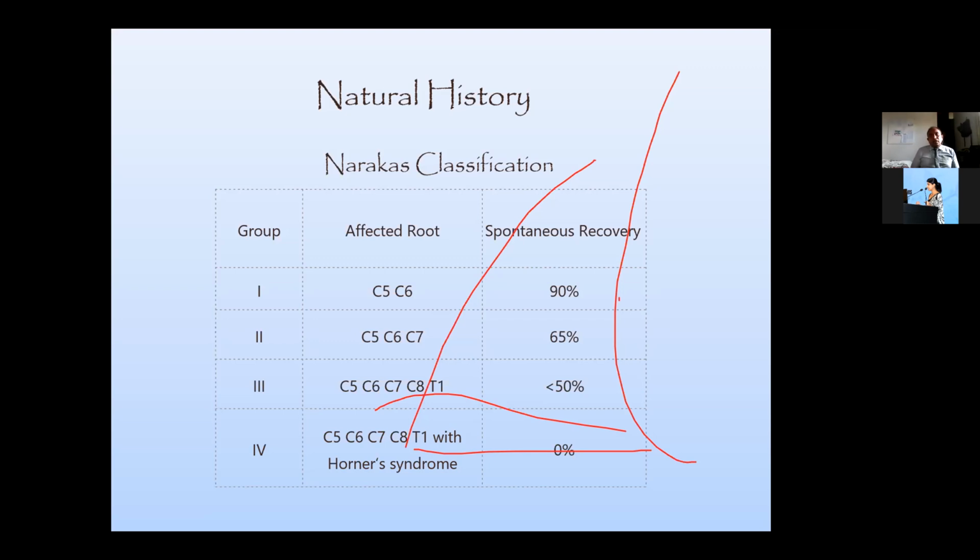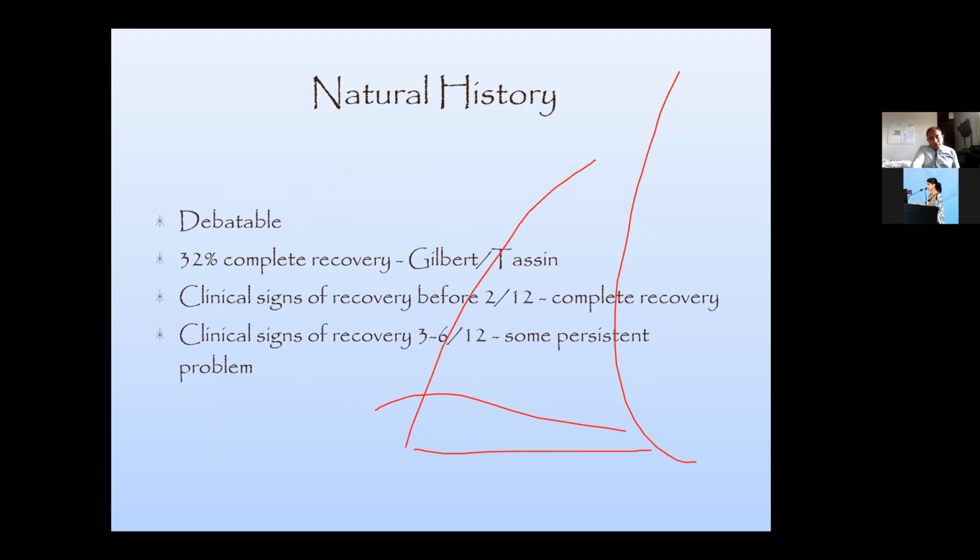So it needs surgical intervention for the recovery. The natural history is, again, as I mentioned, debatable. So people other than the brachial plexus surgeons are very optimistic about brachial plexus palsy, but in true fact, complete recovery does happen in only 32%.